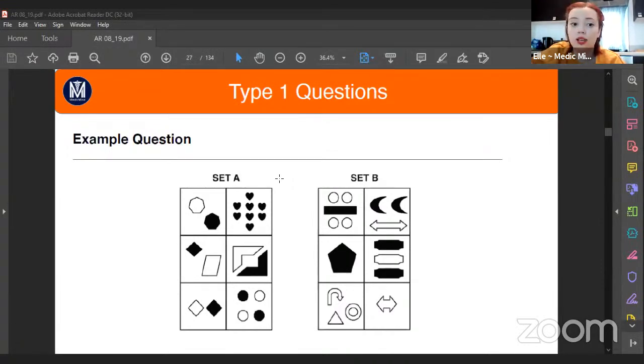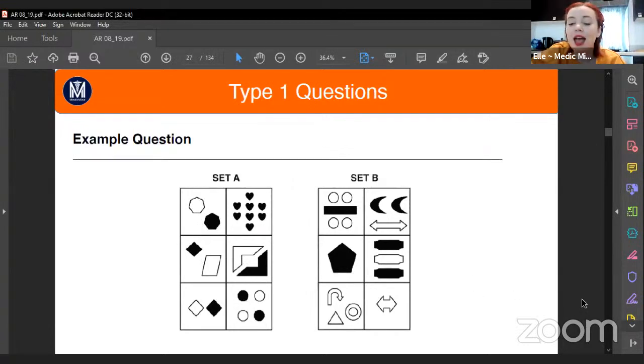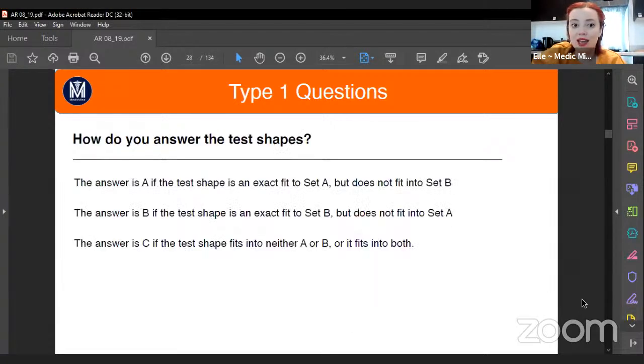But the core rule here is that there's always an even number of shapes in set A and an odd number in set B. And it's particularly these number type of questions that we'll be going through more today. Okay, and we've already mentioned the answer will be C if it neither fits into A or B, or it fits into both.